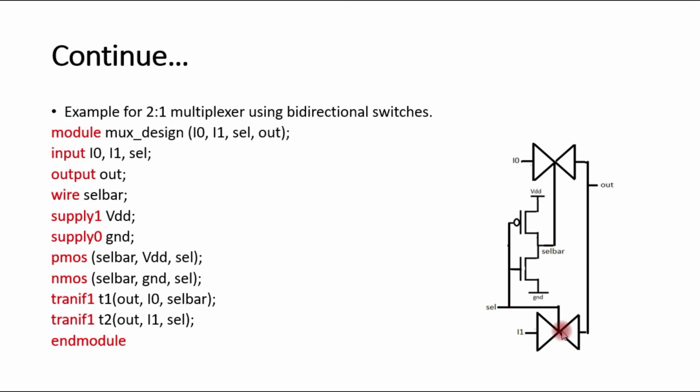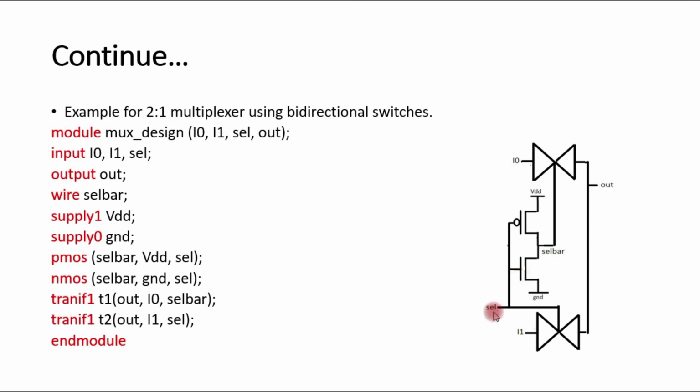For the simplification, when sel is at logic 0, then the control signal of T2 bidirectional switch is 0. It means the output terminal for this bidirectional switch is at high impedance. The output of this CMOS NOT gate is at logic 1. So that is the control signal for T1 bidirectional switch. And this bidirectional switch is in turned on condition. So I0 will appear at the output terminal.